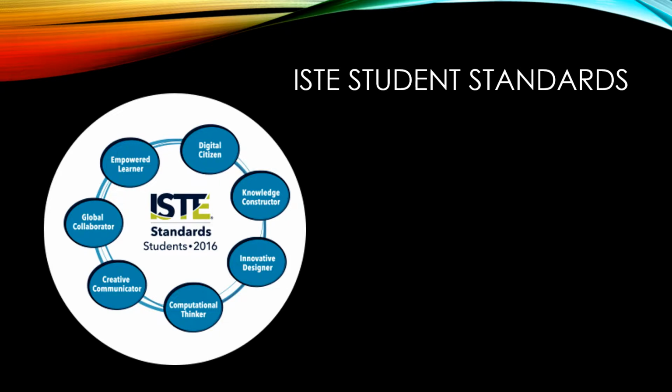There are 7 parts to ISTE student standards. The first part is being an empowered learner. What this means is that the student can demonstrate their ability and their proficiency in a skill and their learning goals that they need to achieve.